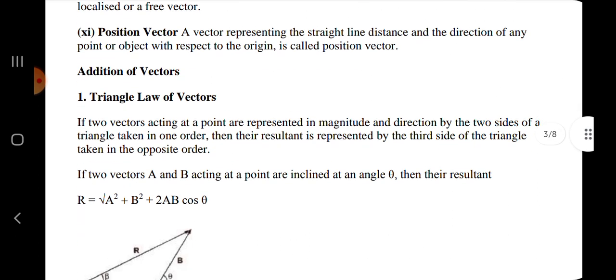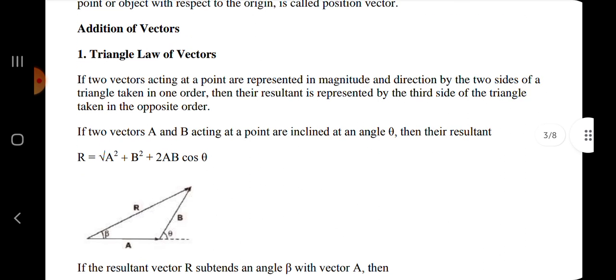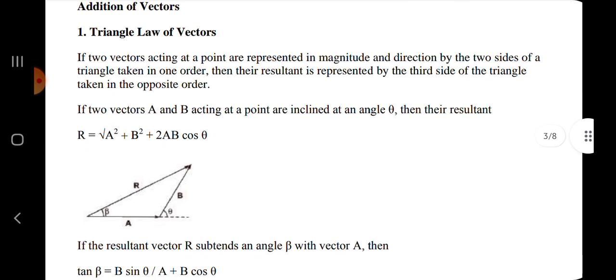Position vector: a vector representing the straight line distance and the direction of any point or object with respect to the origin. Then addition of vectors. First, the triangle law of vectors.